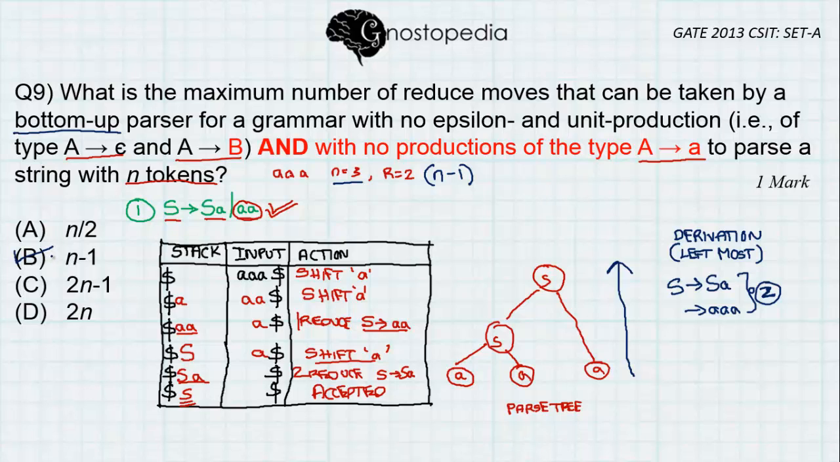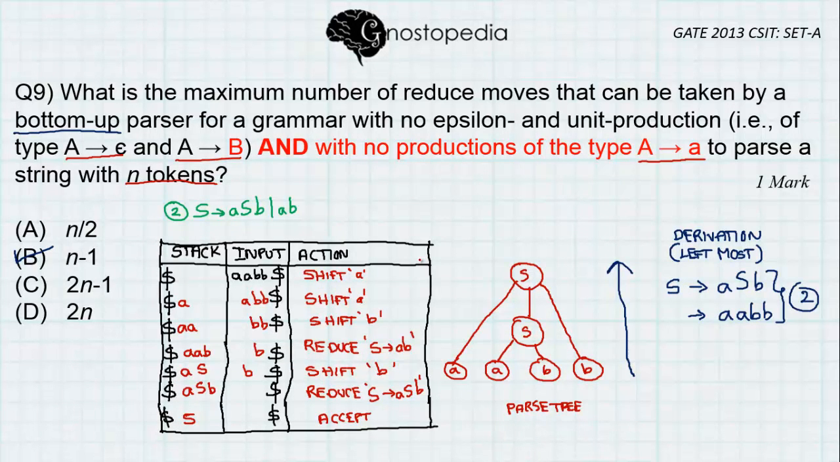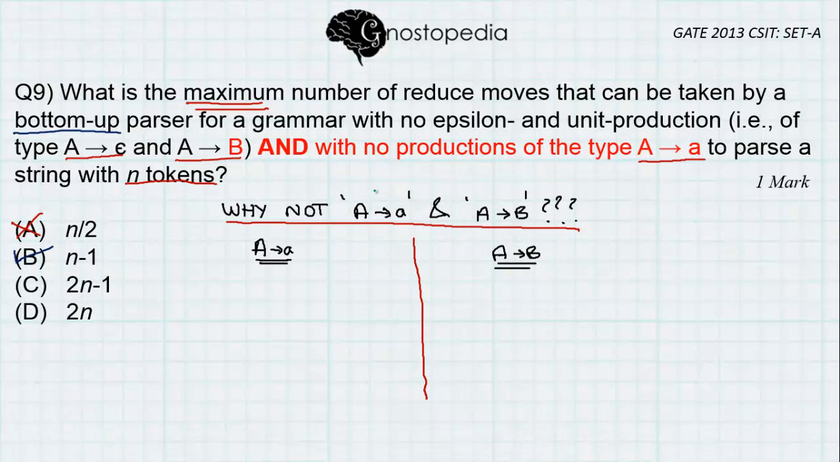But again, I know there is a lot of ambiguity about why A, C, and D are not the answers. So let us look at another example. Now, the mistake that students make is selecting this grammar. As you can see, to derive or parse a string of length n equal to 4, you require two reduced moves, that is nothing but n by 2, which is not the maximum number of reduced moves. In our earlier case, it was n minus 1, and hence A is not the answer.